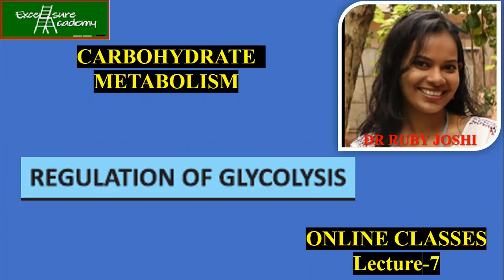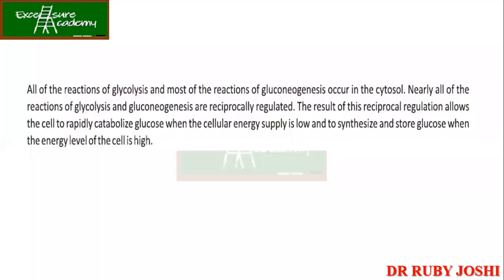So today we will be doing regulation of glycolysis. Till now we talked about glycolysis, the different substrates of glycolysis, and gluconeogenesis, right? And now we are going to discuss the regulation of glycolysis. All of the reactions of glycolysis and most of the reactions of gluconeogenesis occur in the cytosol. So yes, we know that glycolysis and gluconeogenesis occur in the cytoplasm.